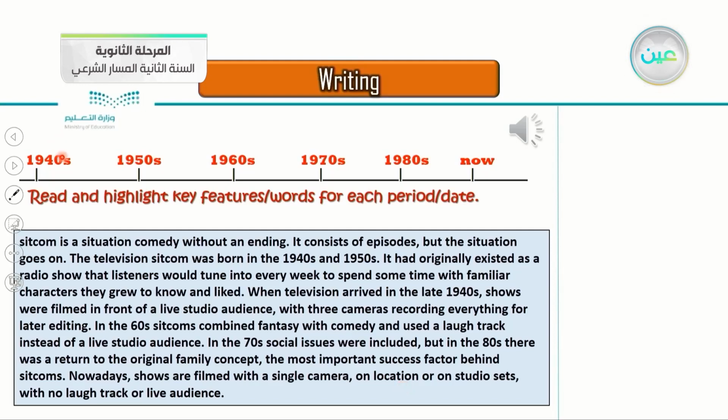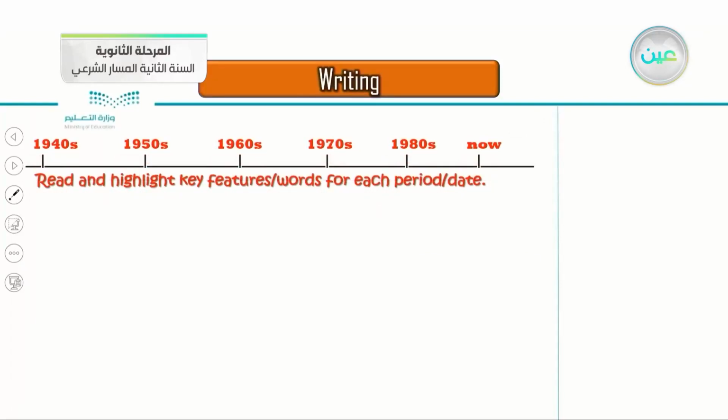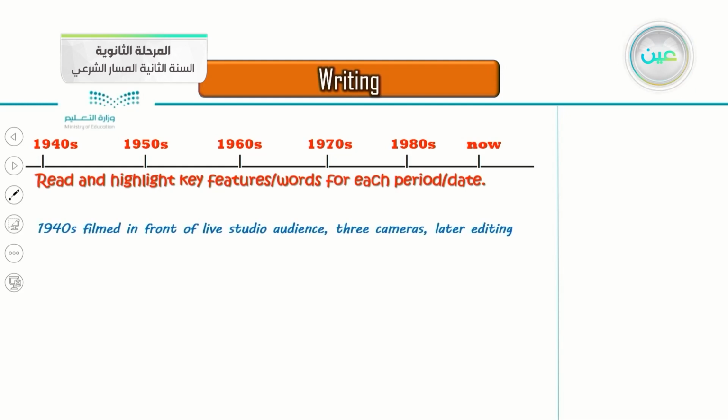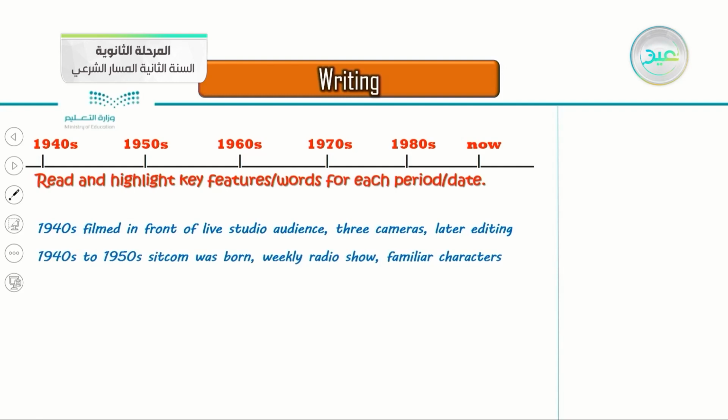So I think we have answered all of these periods or dates, but let's just make sure that we've answered them correctly. So let's begin with the 40s. What happened in the 40s? Yes, in the 1940s, filmed in front of a live studio audience, 3 cameras, later editing. Also, from the 40s to the 50s, sitcom was born, weekly radio show, familiar characters. So we just answered the 40s and the 50s.